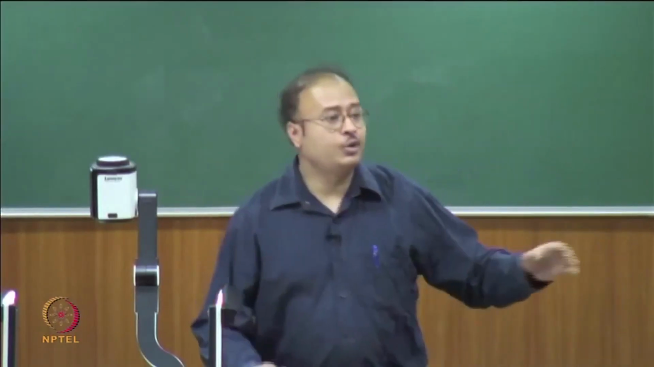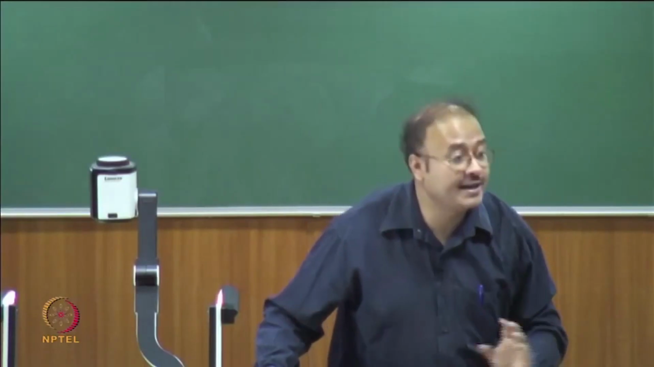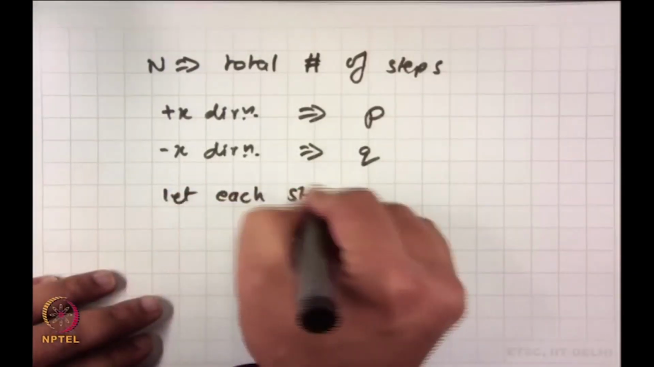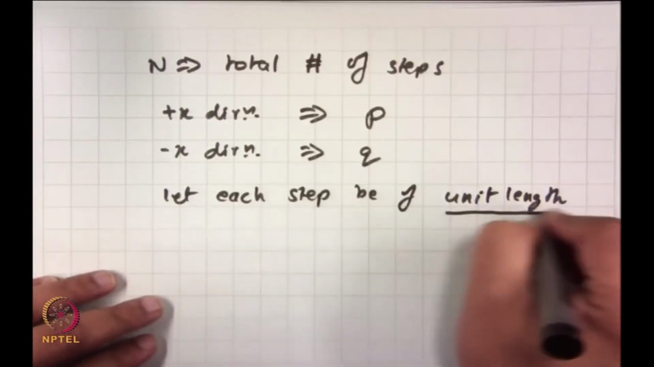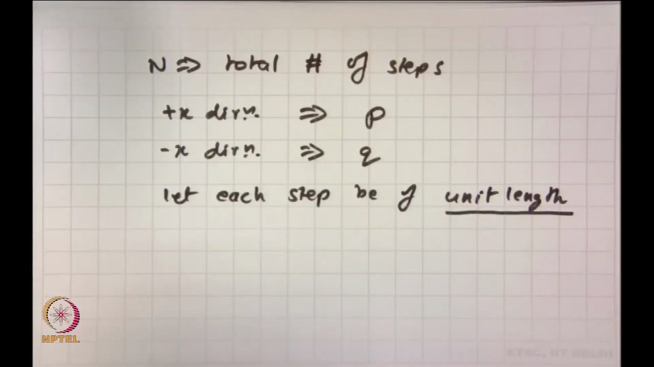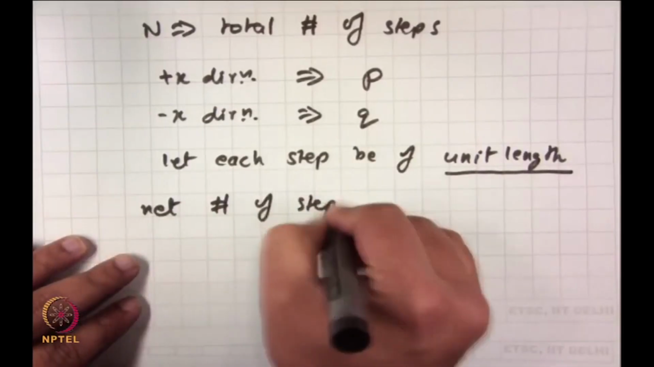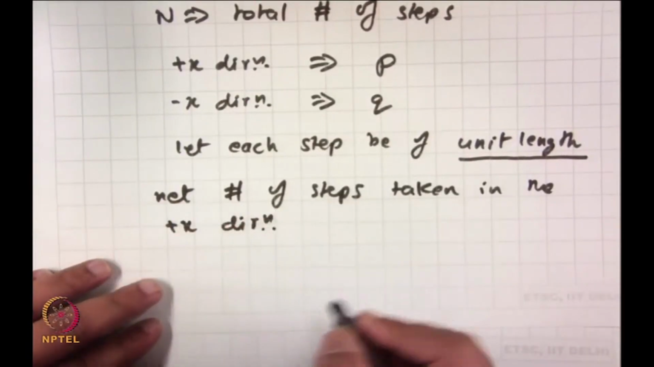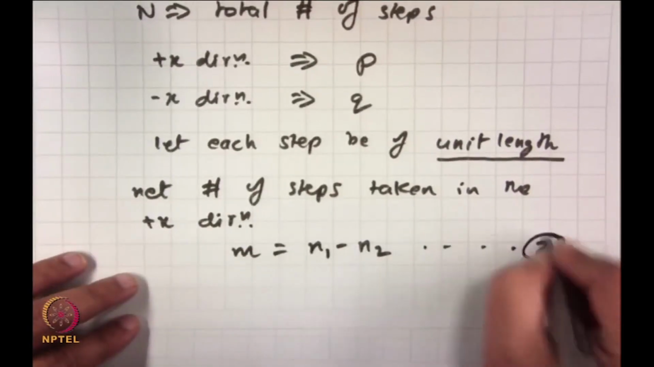Now, suppose I am trying to find the net number of steps I have taken in the positive x direction. Now, before that, what I would do is let each step be of unit length, okay, be of unit length. It is just a simplification. If you want, you can even take it L, no problem, but I am just taking L equal to 1, it does not matter what the units are. So, it is of unit length. So, I can write the net number of steps taken in the positive x direction as m is equal to, what should I write now? Can I write n1 minus n2, right.